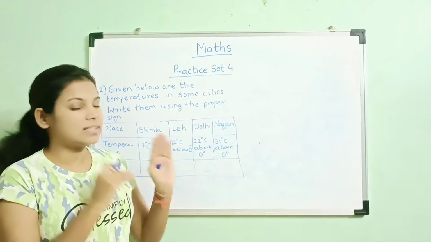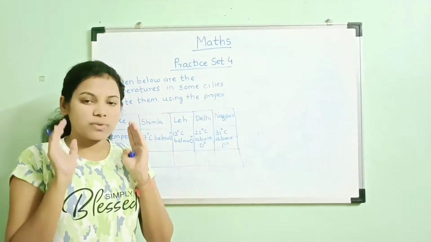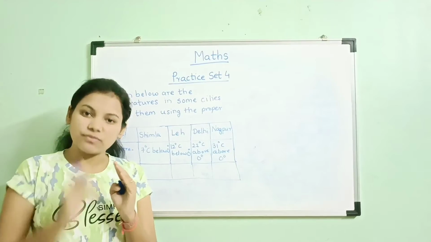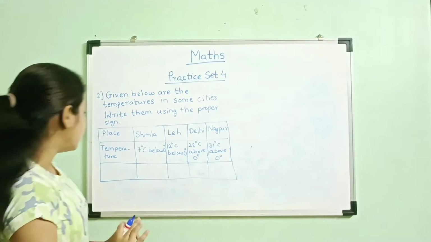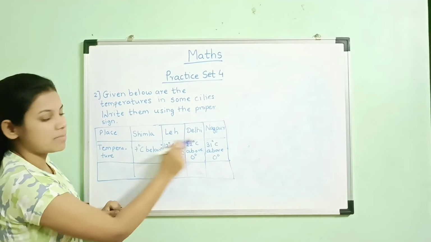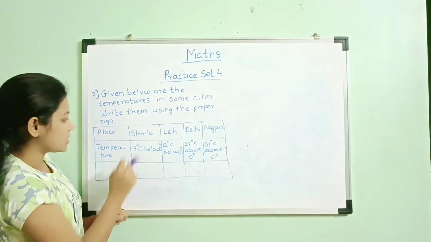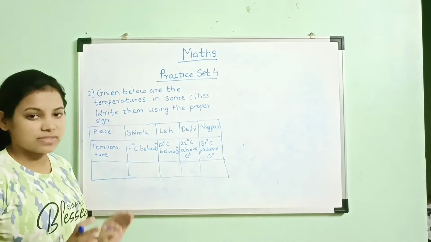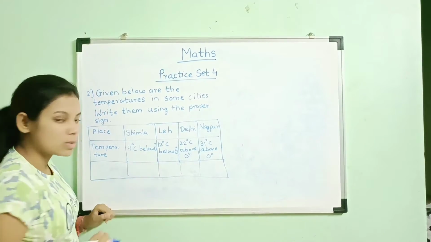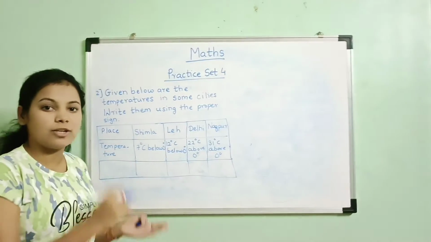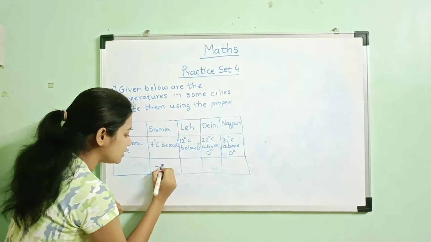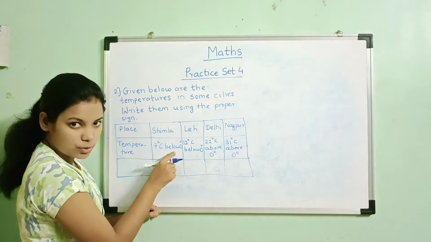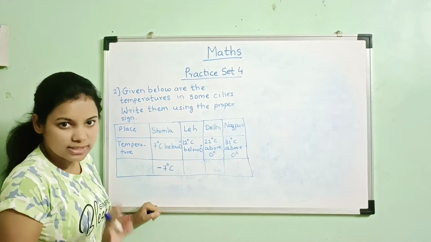Then just consider the similar situation on the thermometer. Just remember that there are positive values above 0 and negative values below 0, right? Then what is given here? We have been given the names of different places and their temperatures. For Shimla, 7 degrees Celsius below 0. As I have said, 7 degrees Celsius below 0 means there will be a negative value, so we write this as minus 7 degrees Celsius, because they have mentioned below 0, and values below 0 are always negative.